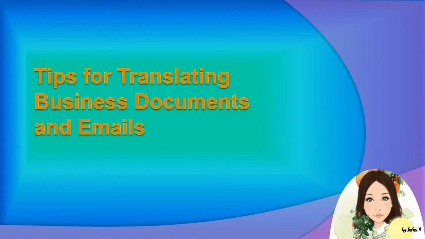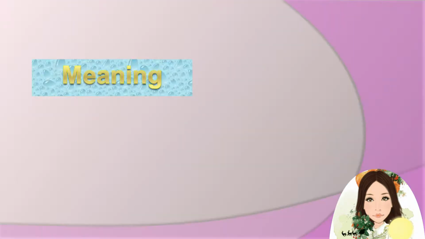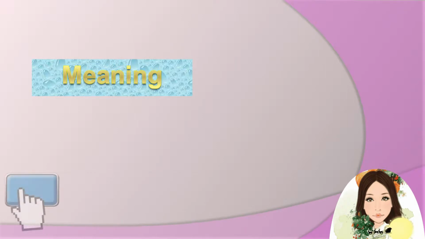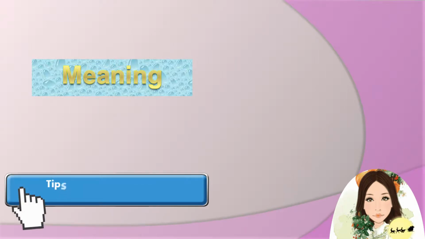Tips for translating business documents and emails. When translating business documents, you should pay attention to the following tips. 1. Meaning. Whether you translate English into Chinese or Chinese into English, you have to make sure that your translation must be consistent with the original meaning. What is written on the documents is the original meaning in terms of translation.